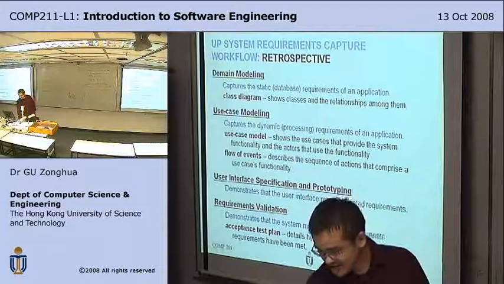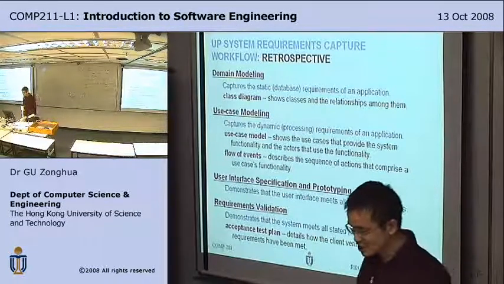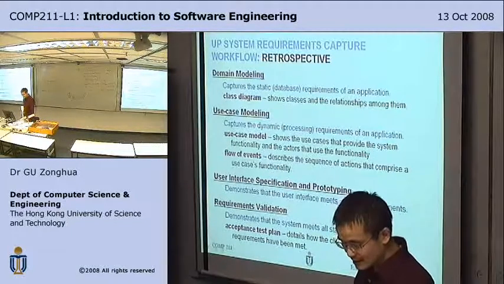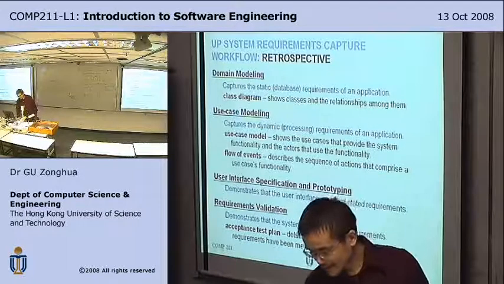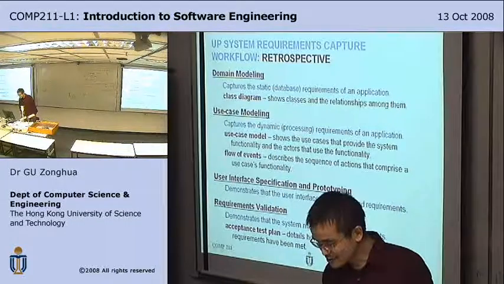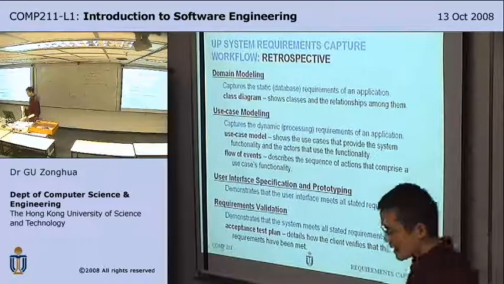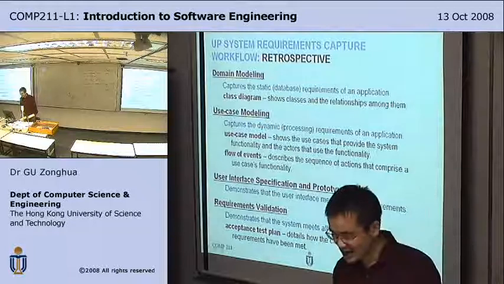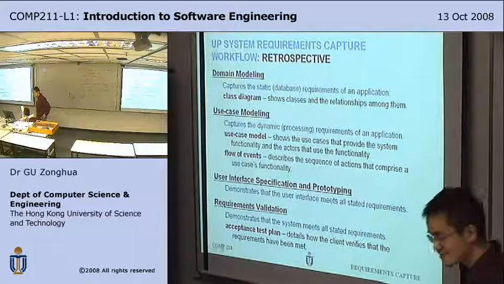Then we discuss user interface specification and prototyping. This demonstrates that the UI meets all the stated requirements, including data validity requirements, functional requirements, and non-functional performance requirements. Requirements validation demonstrates the user meets all the requirements. How do you do that? You do it by designing an acceptance test plan. It details how the user verifies that the requirements have been met. So this is how we grade your activities.